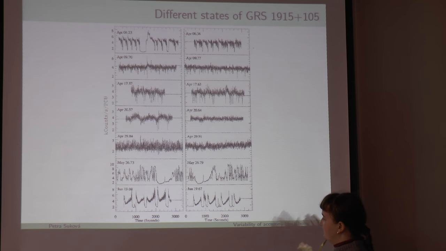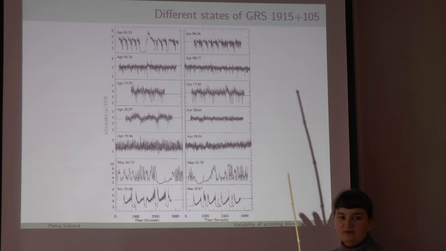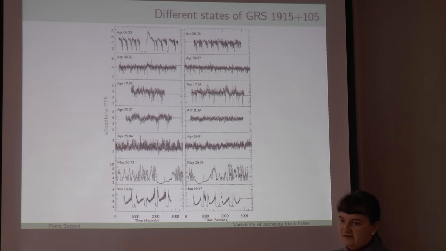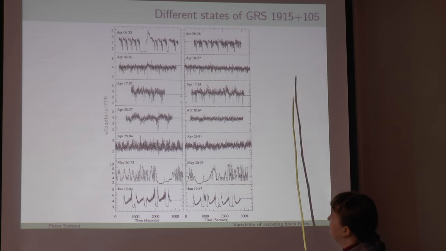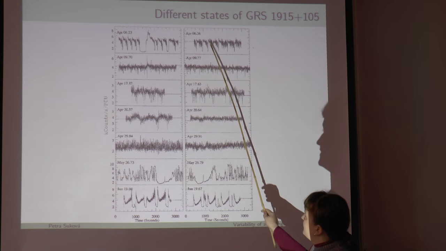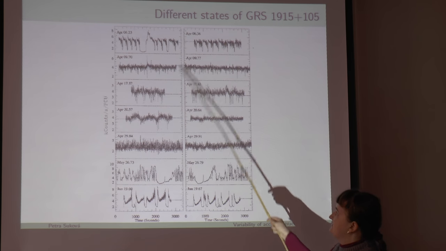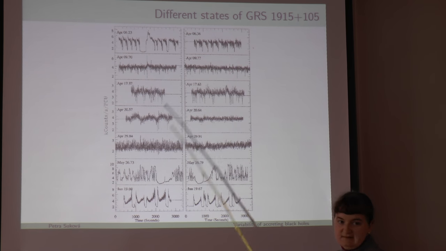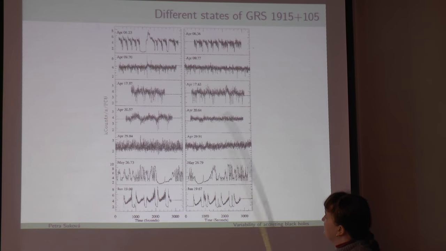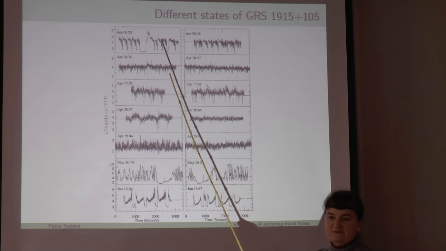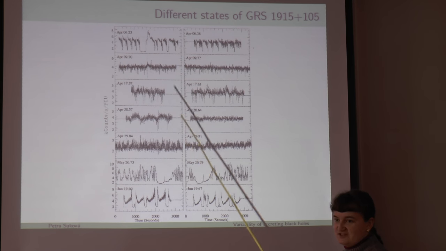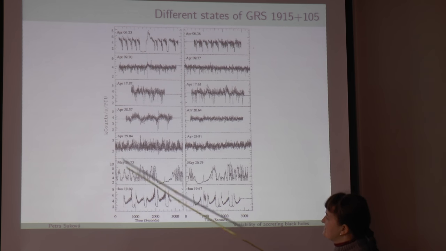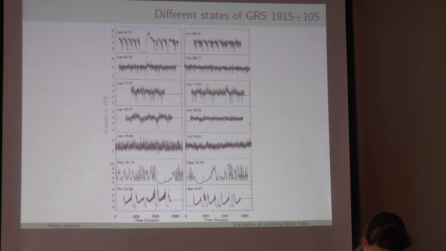Okay, now we will look into variability on smaller time scales. This is just an example of different temporal states of another very well-known microquasar, GRS 1915. You can see that these observations are separated roughly by a day, and the time scale of each observation is several hours, or let's say 1 hour. And you can see that the source was doing very different things every day and was changing its behavior very rapidly. The states are very distinct, so that is also interesting.